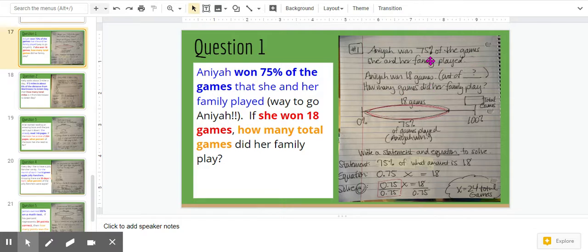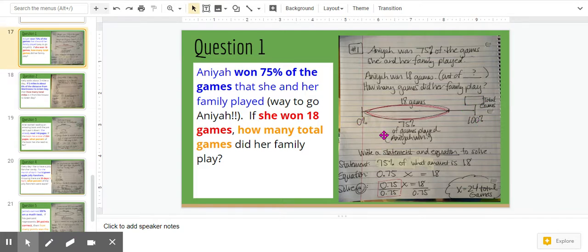So the 75% and the 18 games represent each other. They are a ratio. The part we don't know is out of how many games. The question is asking, how many total games did her family play? So I built a line diagram starting at 0% up to 100%. I do not know the total games, so I'm going to leave that open above 100%.